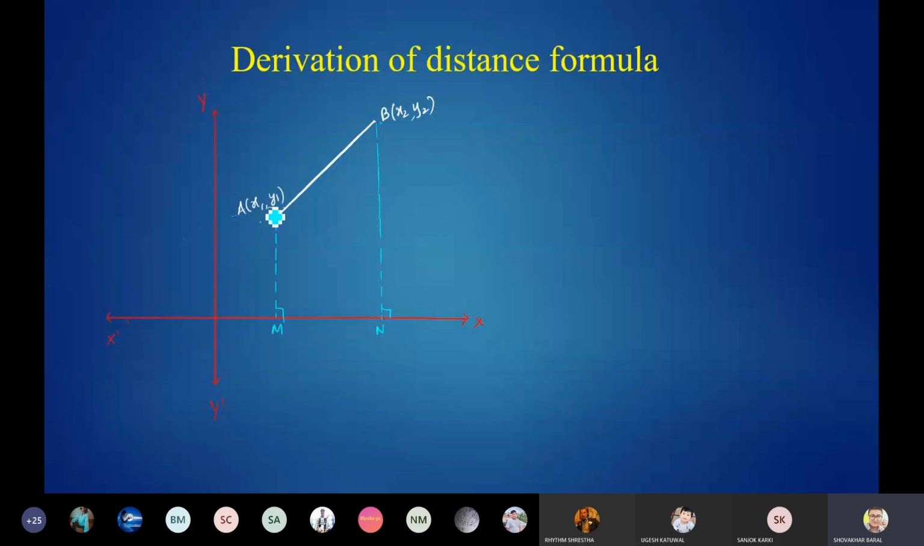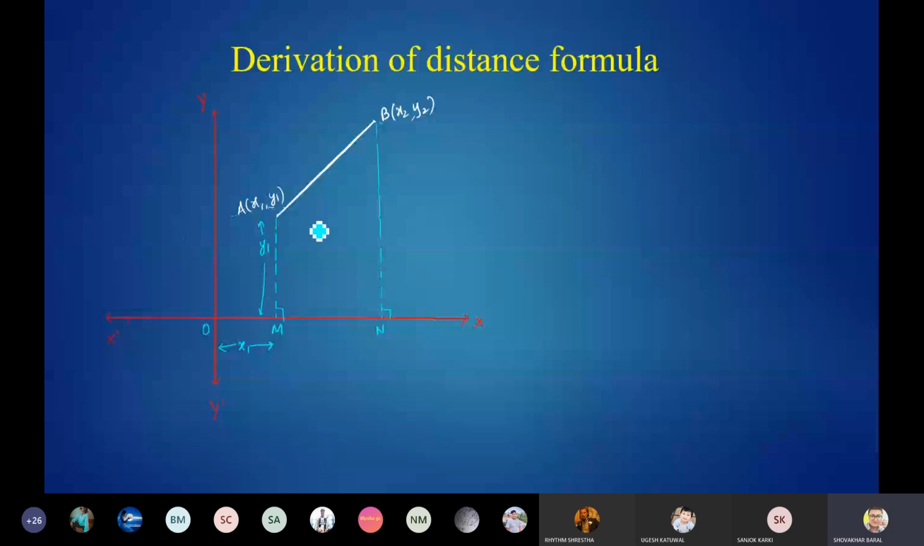This point A is (x1, y1). So if A is (x1, y1) and this point is the origin, can you tell me the distance between O and M? Since it is (x1, y1), it must be x1 up to OM. If it was (2, 3), the distance to this is 2 and to this one is 3. Similarly, since it is (x1, y1), the distance up to here is x1 and up to here is y1.